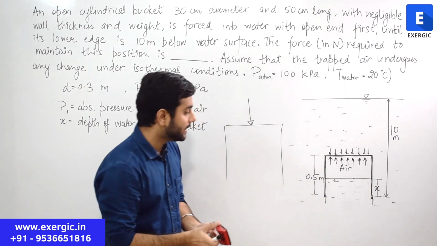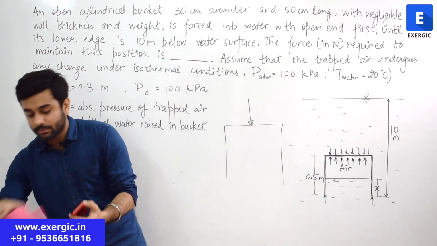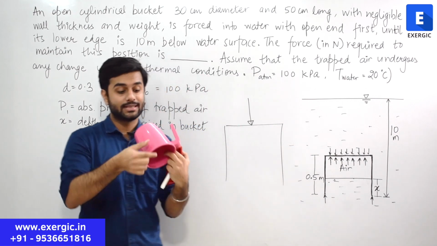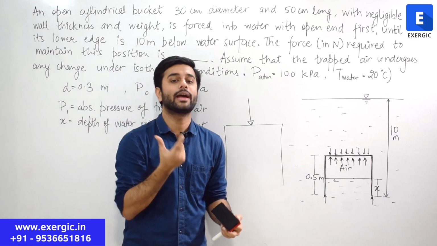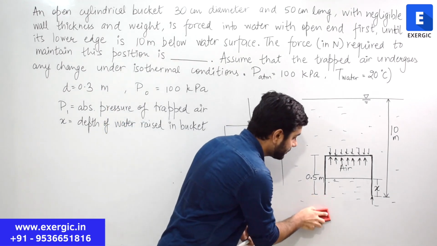As I was telling you, if you think that on this part of the bucket some pressure force will act, this thickness has been given as negligible. So there is no area for the pressure to be applied. So that force will effectively be zero. So no forces are acting from here also.